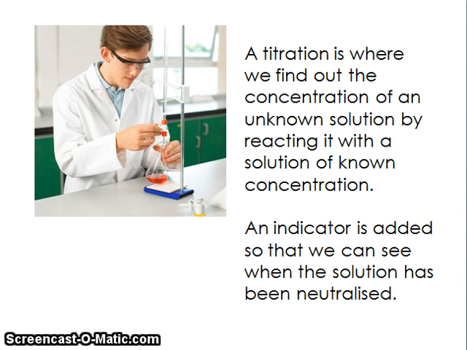So at GCSE you will have met titrations already, and at AS level we did them as well. A titration is where we find out the concentration of an unknown solution by reacting it with a solution of known concentration. And when we do this, we normally add an indicator so that we can see when the solutions have been neutralized. There are a few examples of reactions which are self-indicating where we don't need to do this, but for most of them we have to add an indicator, and we'll talk in 3.5 about how we choose these indicators.